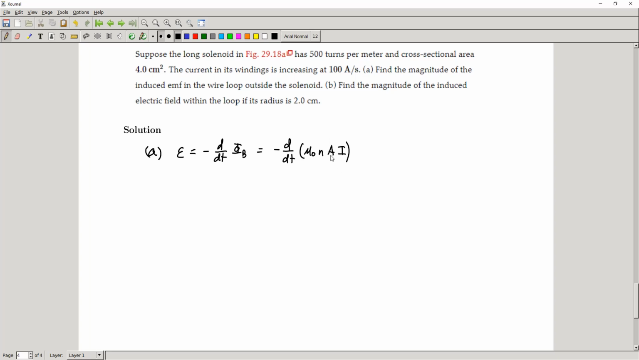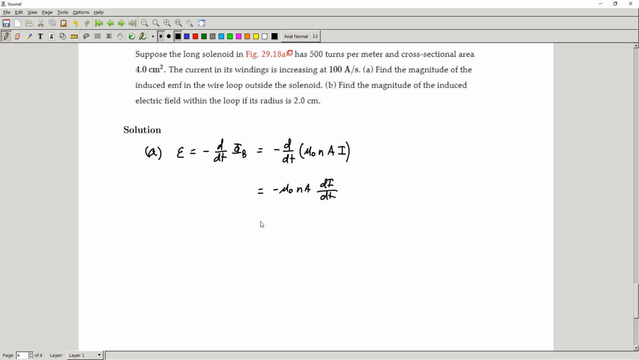Like it was above, we only have one thing changing with time, so I can move that derivative over, and we end up with dI/dt. Now we can just substitute numbers in. We know what dI/dt is because it's given to us here. We know the time rate of change of our current, so we can substitute that number in. We also know the area, the number of turns per meter, and so forth.